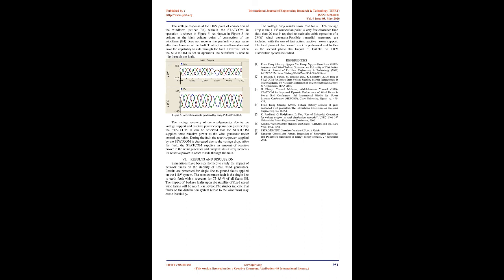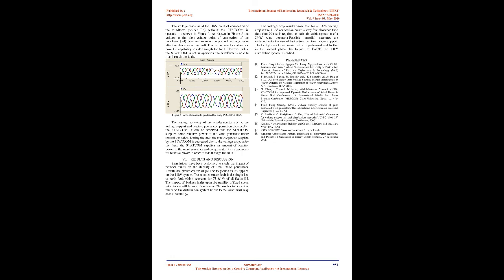6. Results and discussion. Simulations have been performed to study the impact of network faults on the stability of small wind generators. Results are presented for single line to ground faults applied on the 11 kV system. The most common fault is the single line to earth fault, which accounts for 75 to 85% of all faults [8]. The impact of one-phase faults upon the stability of fixed-speed wind farms will be much less severe.